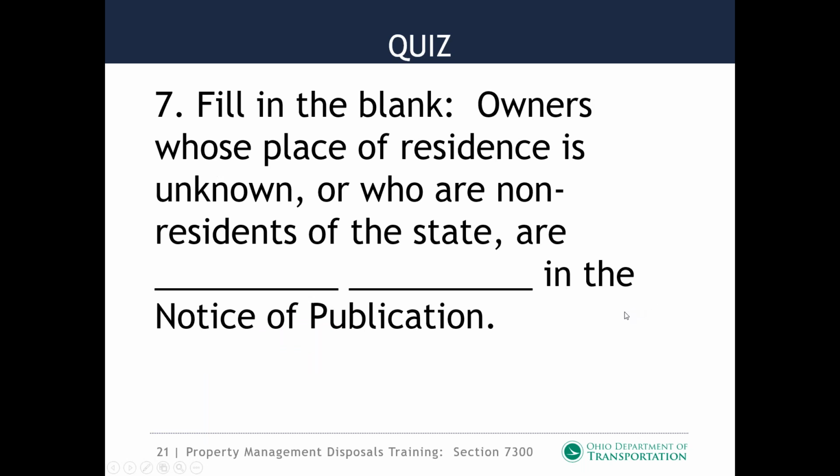Fill in the blank. Owners whose place of residence is unknown or who are non-residents of the state are blank in the notice of publication. This one's a little longer than just typing a single letter. Okay, somebody has to know the answer to this one. This one's a little hard. I got a question mark. That's good, guys.